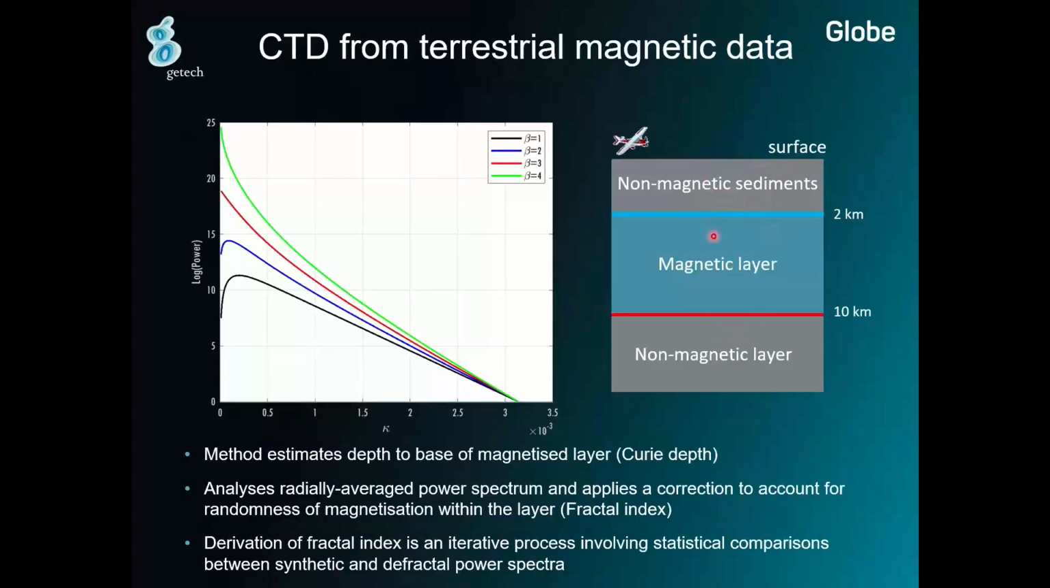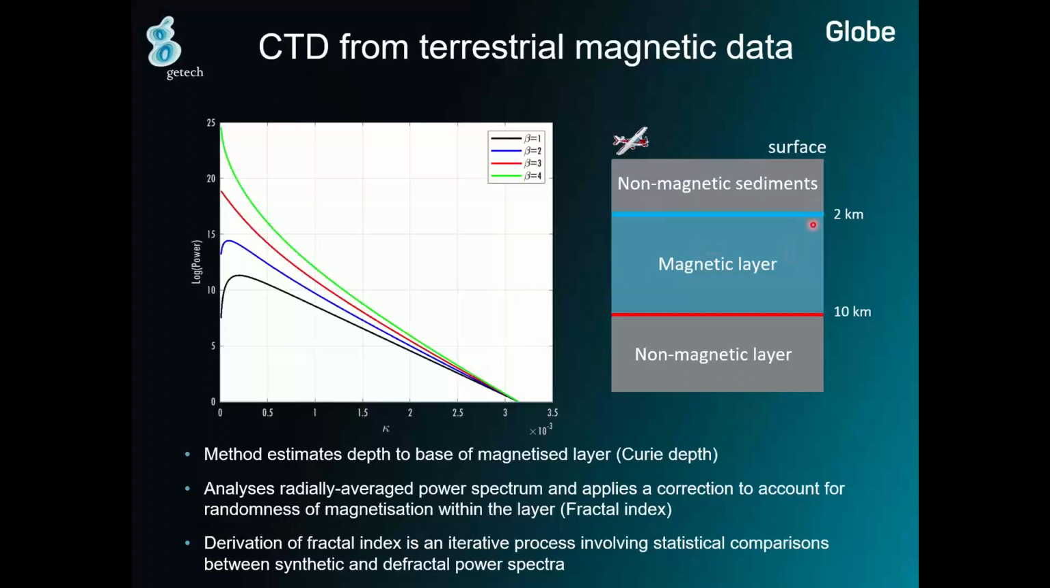So here we see our simplified model again, and our observations are generally quite low altitude. And so the distance or the depth to the top of the magnetic layer and the bottom of the magnetic layer are significantly different in most cases. And so we stand a chance of resolving both the depth to the top and the depth to the bottom. The way we do that is by looking at the radially averaged power spectrum, or the log power spectrum, of the magnetic data.